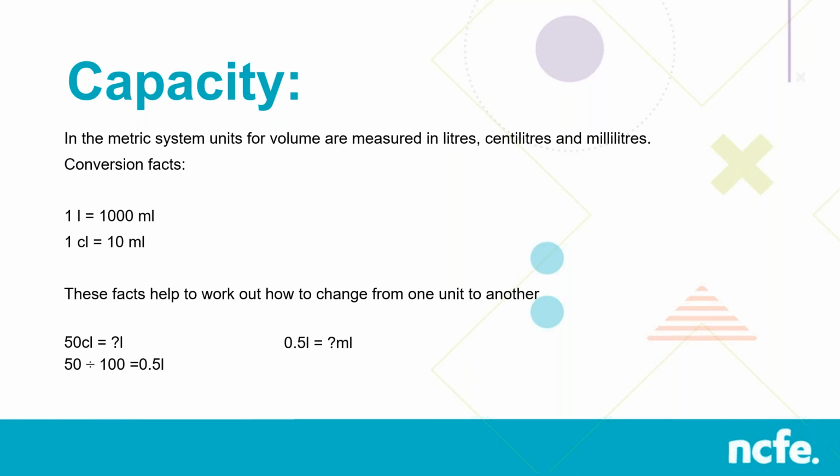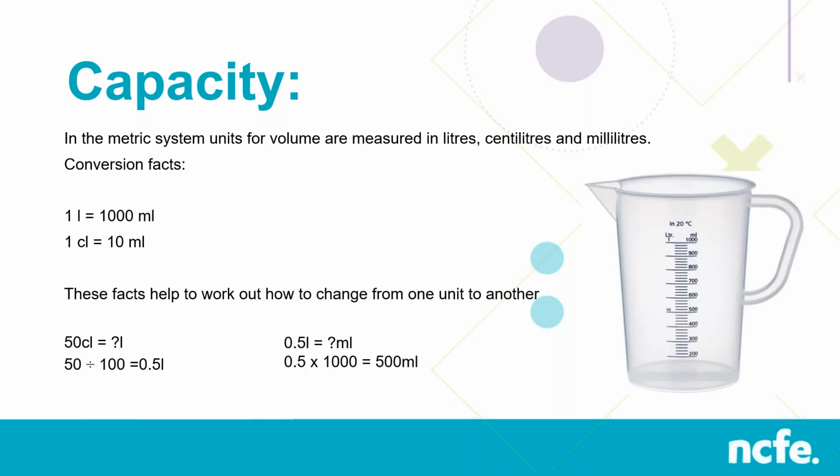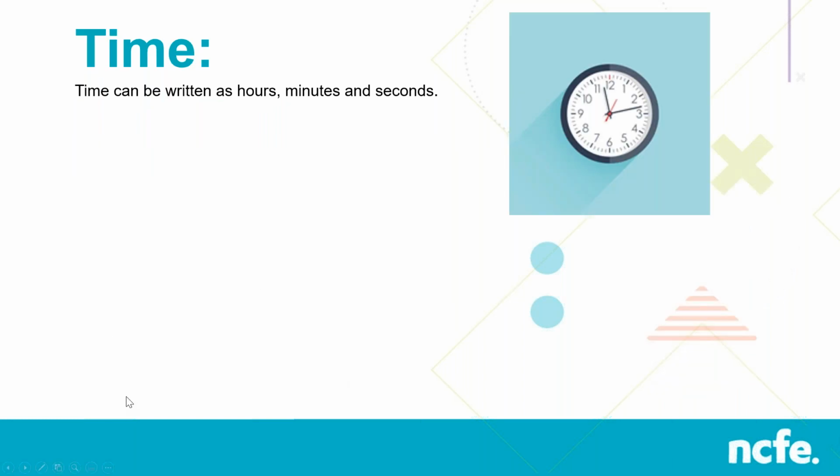So here to convert 0.5 litres into millilitres, we multiply by 1,000. So 0.5 times 1,000 is 500 millilitres.